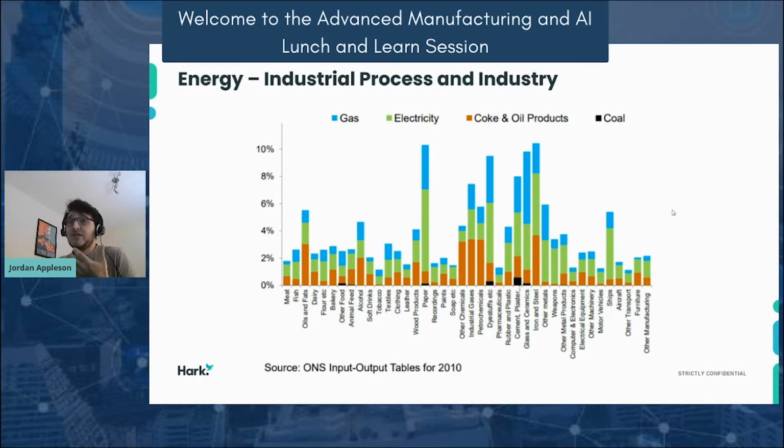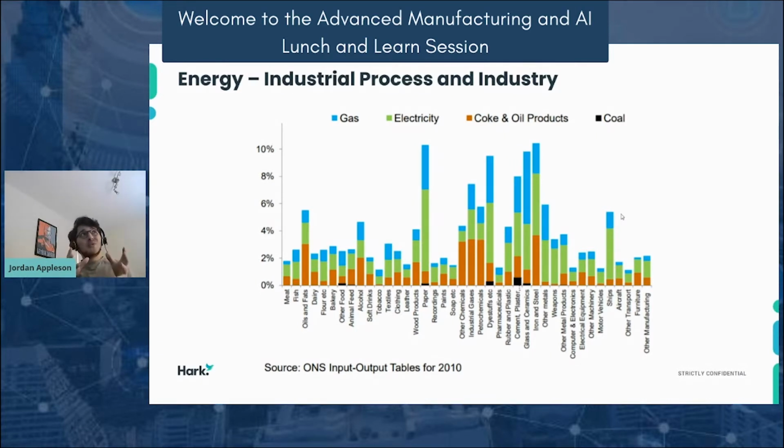If you look at this graph here, we've got processing of meat, fish, oils and fats, dairy, flour, bakeries, animal feed, alcohol, soft drinks, tobacco. Manufacturing is so broad, right? And this plays into what I'm going to talk about a little bit more next. There's so much that goes into these processes, which may be powered by gas, electricity or other oil products. And obviously with the decarbonization of the national grid, coal is being phased out, and I'm sure everyone's seen this in the past.